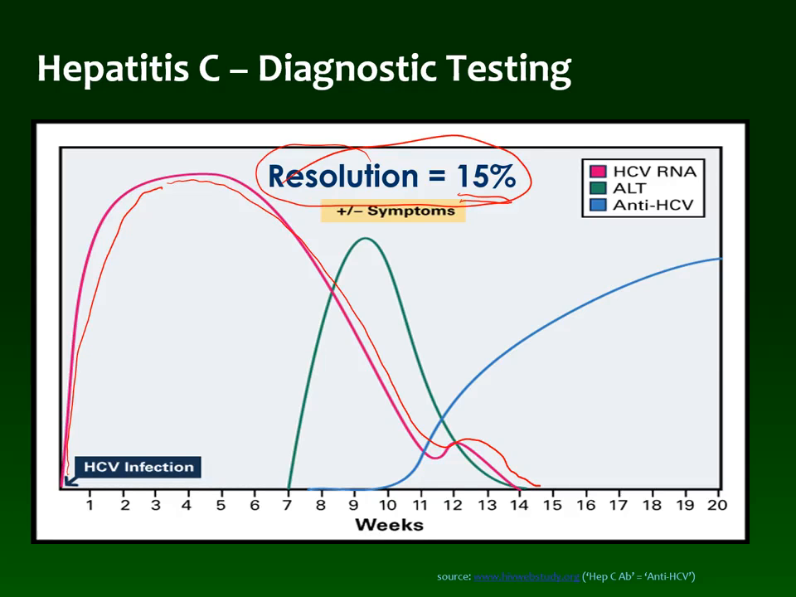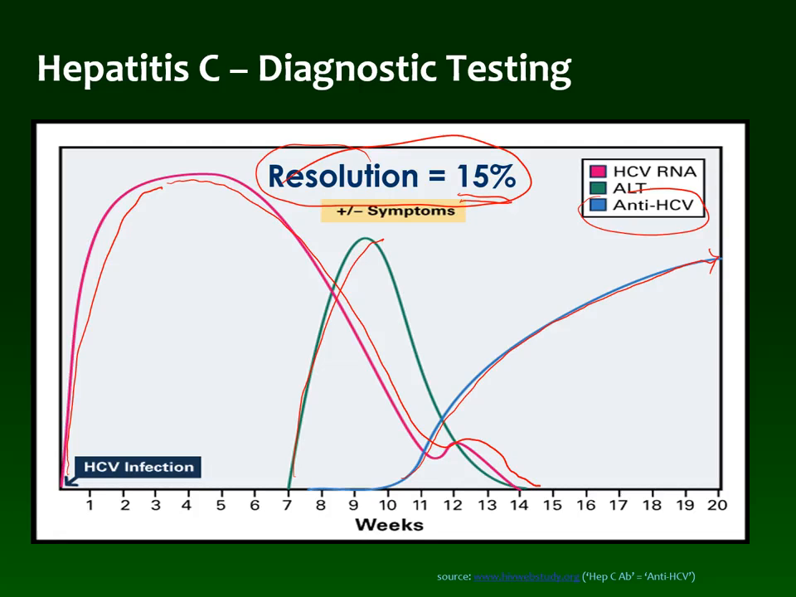Once exposed to the virus, the ALT starts to increase, and then since you have resolution of the virus, the ALT also decreases to normal levels later on. Now, the anti-HCV starts to appear later on, usually about 8 to 10 weeks of the disease. The anti-HCV will now be produced by the body, and that will be a marker of exposure to hepatitis C.